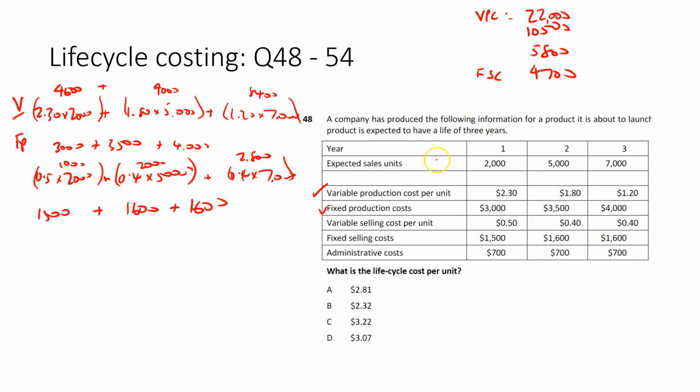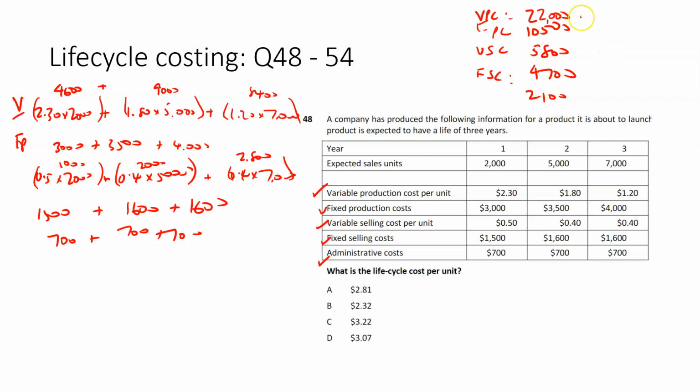5,800 were the... where am I now? What am I doing? I've mixed up. So my fixed selling costs here are 4,700. My variable selling costs are the 5,800, and my fixed production costs are the 10,500. So I've ticked that box, I've ticked this one, and the last thing is my admin costs, and I have here 700 plus 700 plus 700, and that's 2,100.